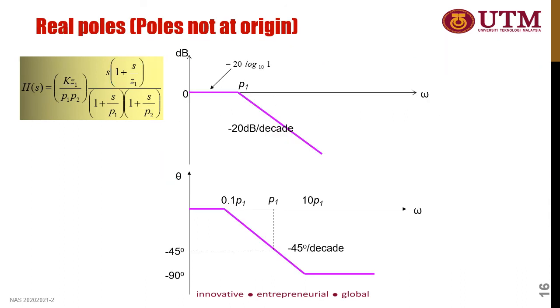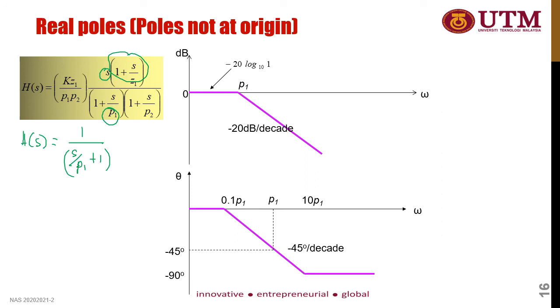Next, we have seen the zeros not at the origin in the previous slide. Here, when you have poles not at the origin, or real poles, in this case for example at P1, the transfer function for this particular pole equals 1 over s over P1 plus 1. You have seen that zeros, at the origin or not, always give a positive slope. But for poles, it will always be a negative slope.